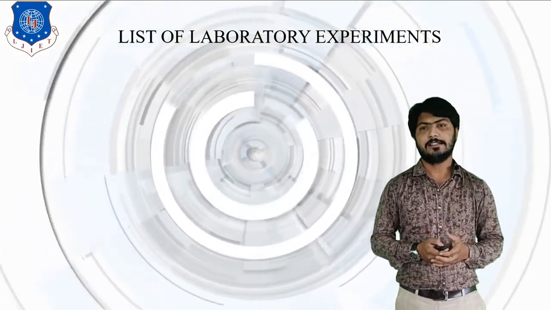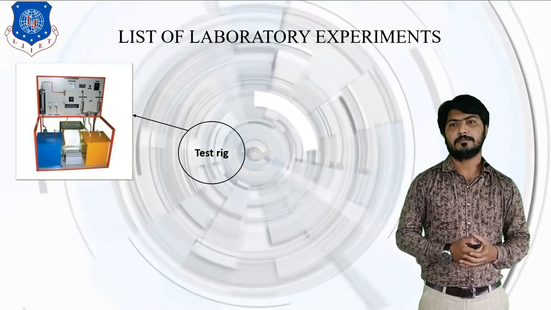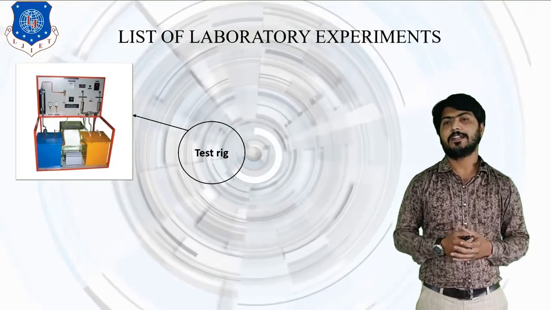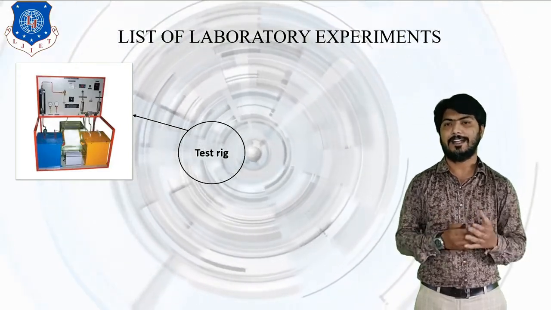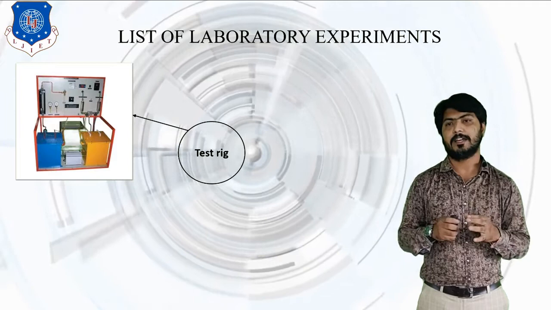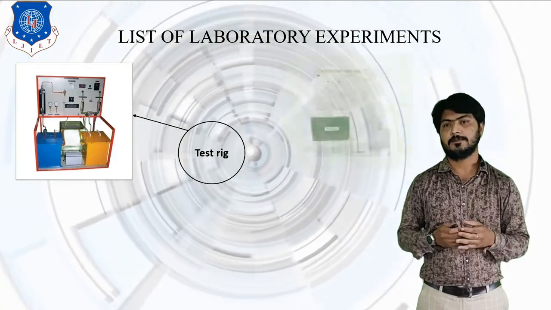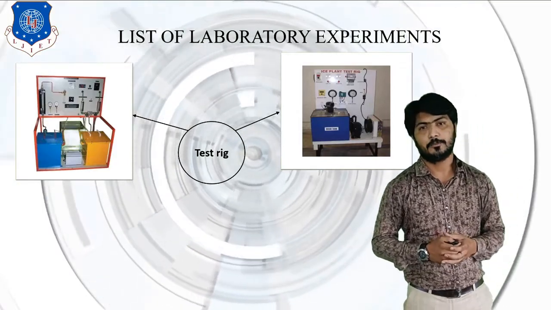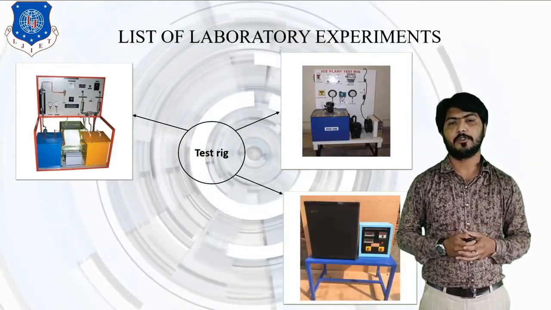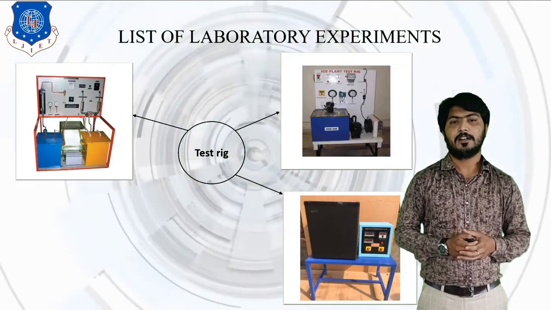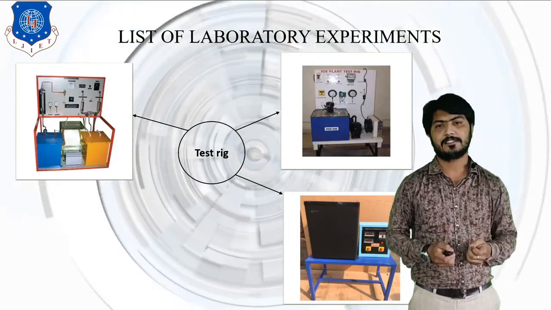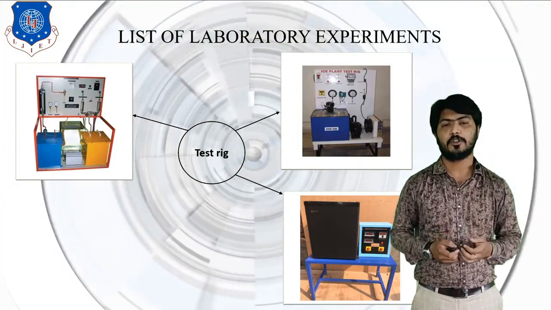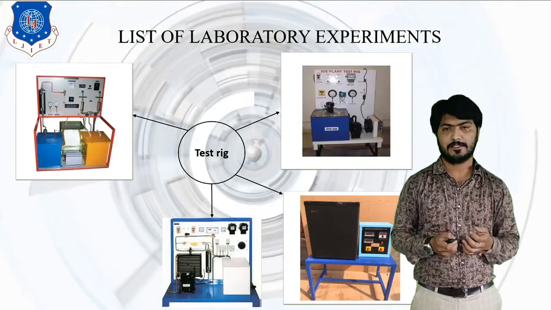Next is the list of laboratory experiments. First one is a setup for calculating the COP of the refrigerator and heat pump. So we compare both systems in this setup. Second one is the ice plant, to perform ice plant and calculate the COP of this system. Third one is the Electrolux vapor absorption refrigeration system. In this system we perform and calculate the COP of the vapor absorption refrigeration system.